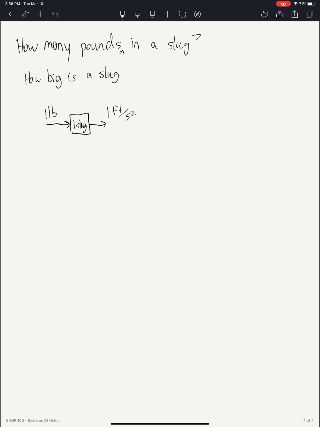That's how much a slug is. Precisely. Similarly, how big is 1 Newton? 1 Newton is the amount of force that if you exert it on a 1 kilogram object, it will accelerate at a rate of 1 meter per second squared. That is the relationship between these quantities.